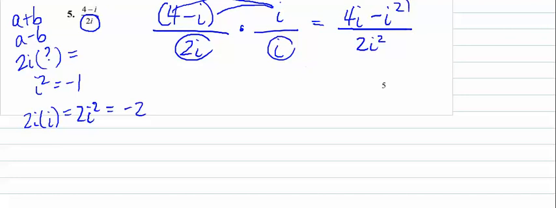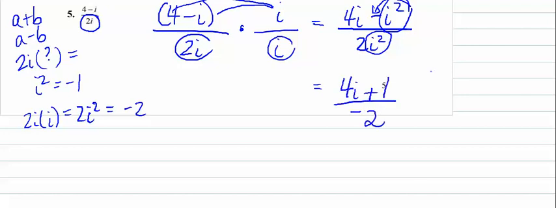So on top, i squared is -1. That's going to change this to a +1. i squared on the bottom is -1. That changes this to a -2. So let's rewrite that. We have 4i plus 1 on top over -2. On the numerator, I need to reverse things. So then that would be 1 plus 4i over -2.